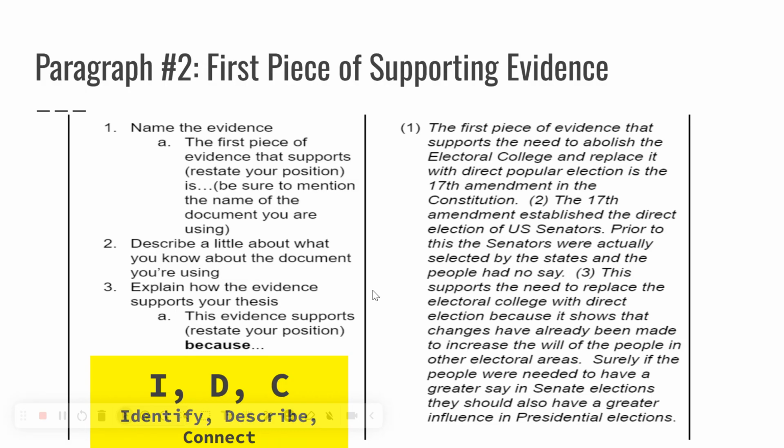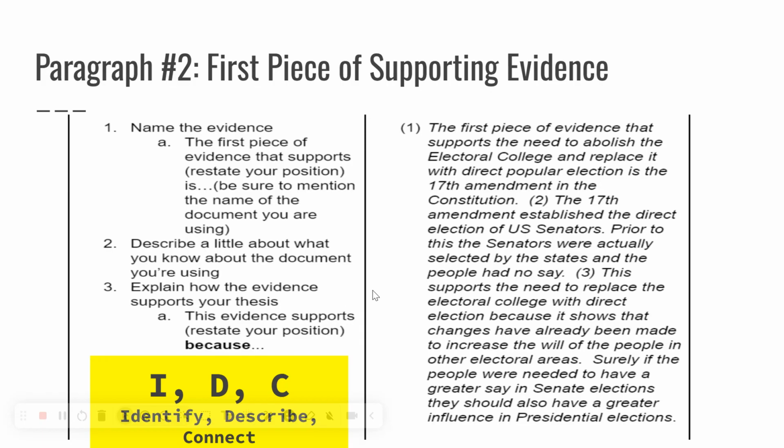And then the last thing I have to do is the most important thing. I have to connect the evidence back to my opinion that the Electoral College needs to be abolished, right? How does the 17th Amendment show that the Electoral College needs to be changed? This supports the need to replace the Electoral College with direct election because it shows that changes have already been made to increase the will of the people in other election areas, right? Surely, if people were needed to have a greater say in Senate elections, they should also have a greater influence in presidential elections. I just described that, hey, the 17th Amendment allows citizens to have more of a say over who their senators are. Why wouldn't we also want to do this for president?